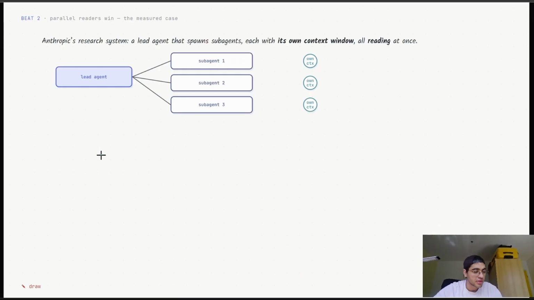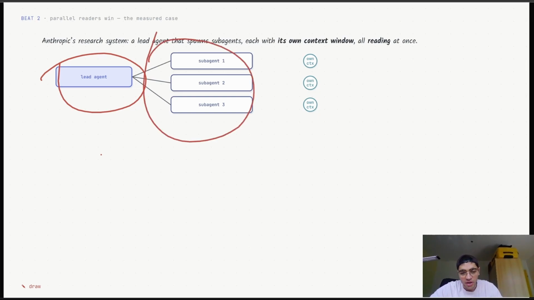So here, let's start by what Anthropic actually built. And they had a win. They clearly had a win here. So they had the lead agent. This is actually what you would do when you're writing code, actually. And the idea is that that lead agent would spawn sub-agents. And the critical detail is that each sub-agent gets its own context window.